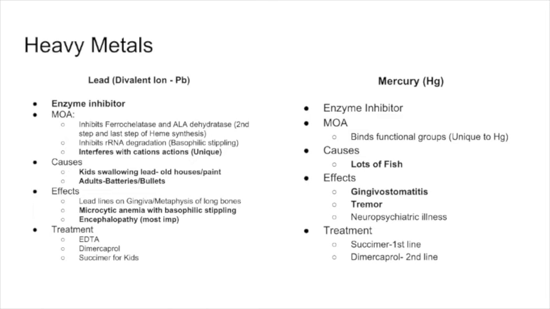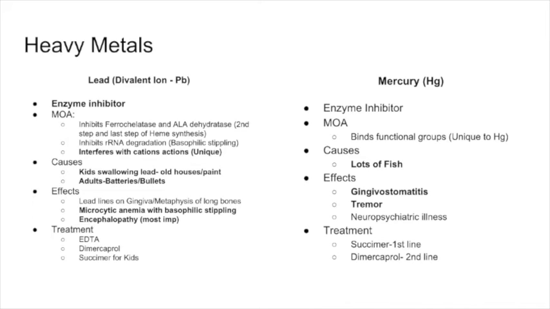So it goes after two enzymes, ferrochelatase and ALA dehydratase, which are the last enzyme and the second enzyme in heme synthesis. It also inhibits ribosomal RNA degradation, which causes the basophilic stippling, and it also interferes with cation actions, which is a unique thing to lead.